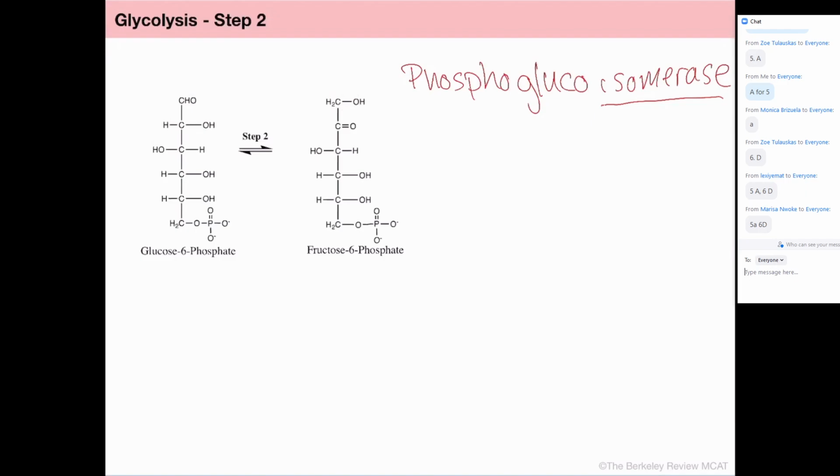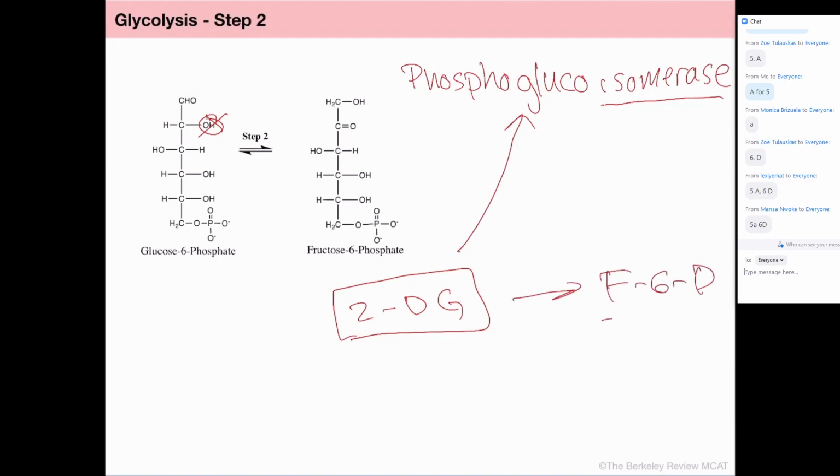And remember that question I asked about 2DG earlier? So 2DG removed this hydroxyl group from glucose 6-phosphate. And so it made it so this 2DG doesn't even fit into the phosphoglucoisomerase enzymatic pocket. It won't even bind, so you can't convert this to F6P.